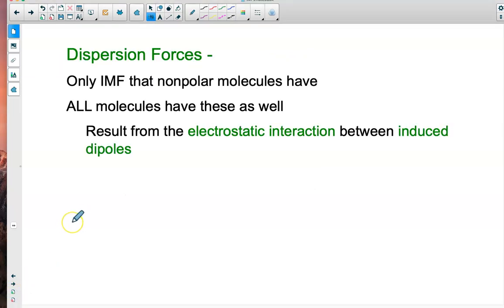We're going to start by talking about dispersion forces. These are also known as London dispersion forces.